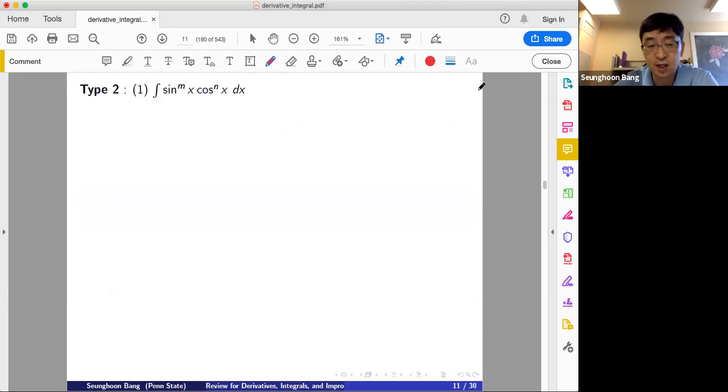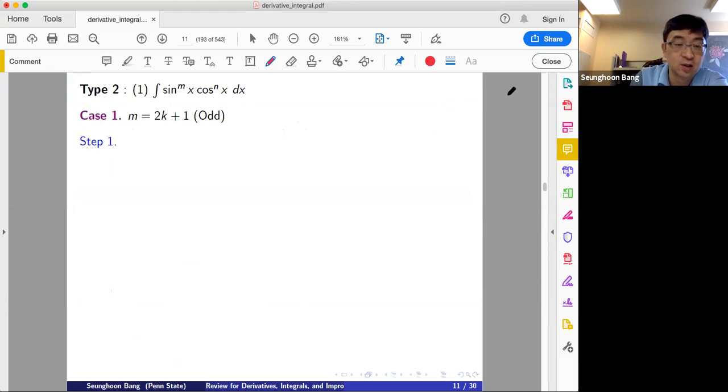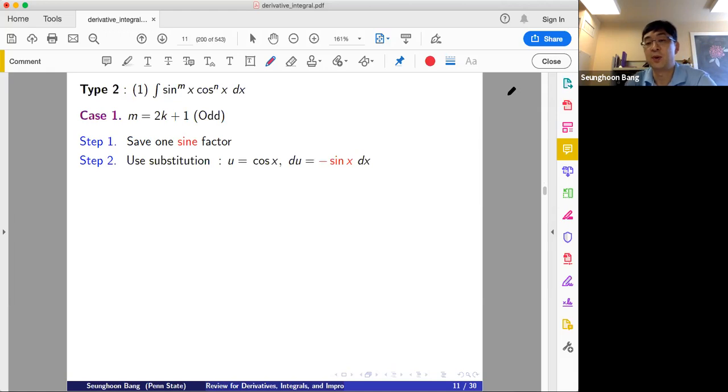Type 2. Integral of sine to the power m x cosine to the power n x dx. Case 1, the power m of the sine function is odd, 2k plus 1. Step 1, save one sine factor. Step 2, use substitution. u equals cosine x, du equals negative sine x dx. Multiply both sides by -1. The negative du equals sine x dx.